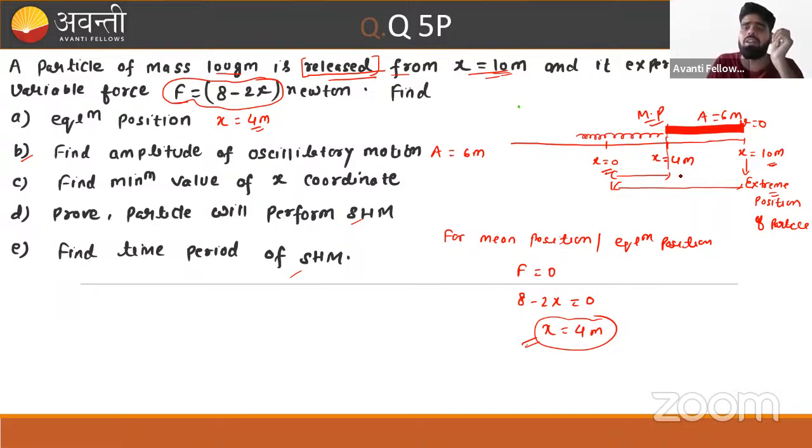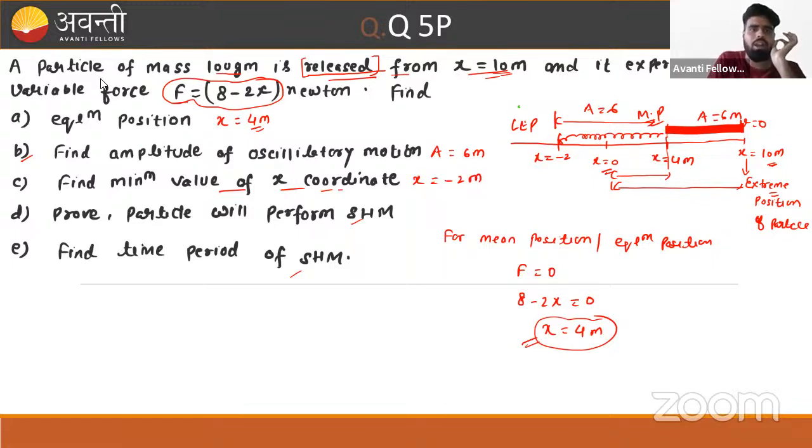So we can say that at the left extreme position, we have to subtract the given value of amplitude from the mean position. So 4 minus 6, we will get x equal to minus 2. And this value is nothing but the left extreme position. Yes or no, guys? Because this gap is again equal to 6. So in this way, we can also locate the minimum value of the x coordinate where the particle can reach. That is nothing but x equal to 2 meter.